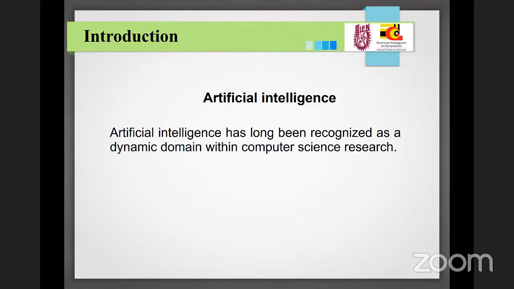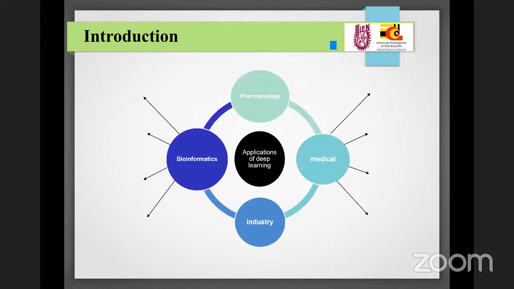What is artificial intelligence? Artificial intelligence has long been recognized as a dynamic domain within computer science research. One of the first methods in the field of artificial intelligence research was to use the concept of neural networks and deep learning. In this slide, we have applications of deep learning such as bioinformatics, pharmacology, medical, and industry.